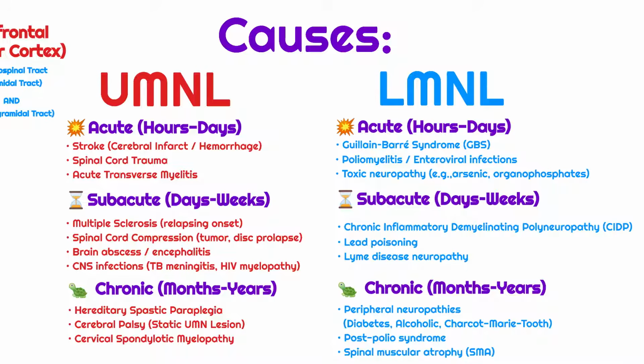Anything, as we said, below the synapse, at the level of the spinal cord, affecting the peripheral nervous system causes a lower motor neuron lesion, and anything in the brain or the spinal cord above the spinal cord level causes an upper motor neuron lesion. Now let's look at an MRCP question.